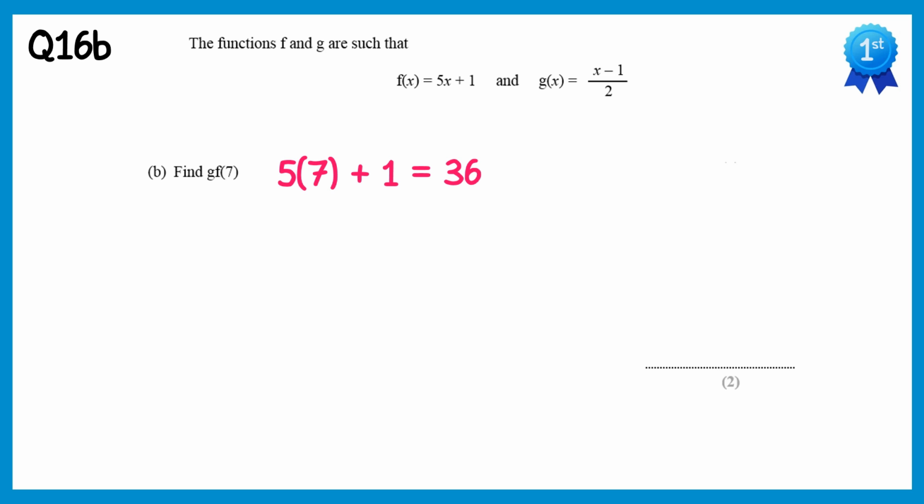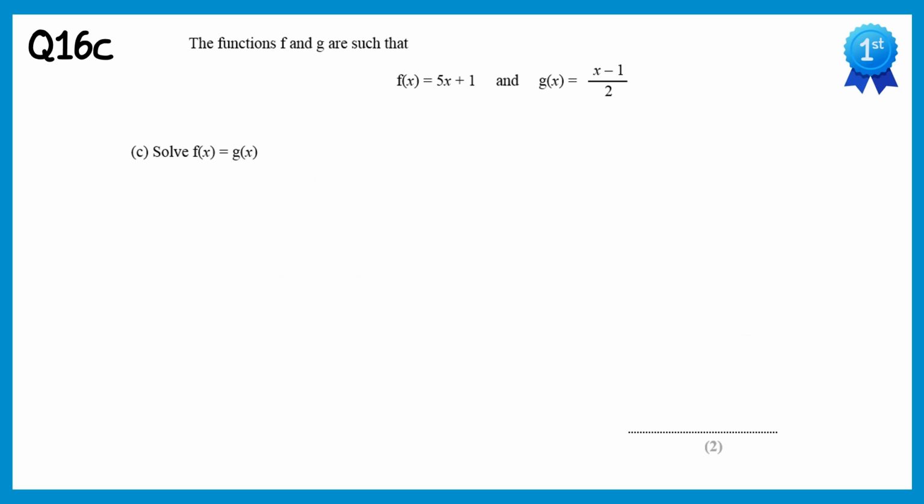We're then going to take this number and use it as the input for the g function, so x take away 1 over 2 is 36 take away 1 over 2. 36 take away 1 is 35, so 35 over 2 gives you 17.5.